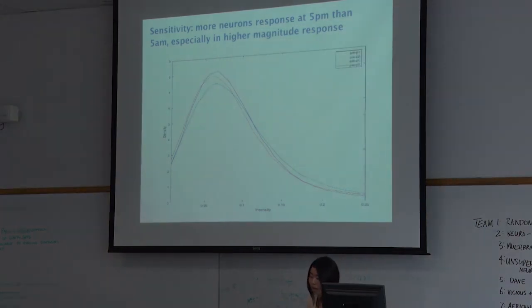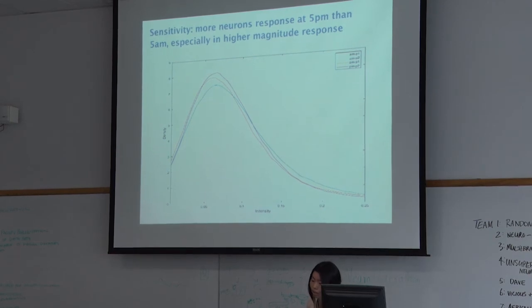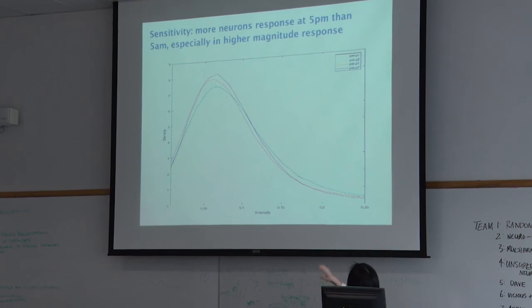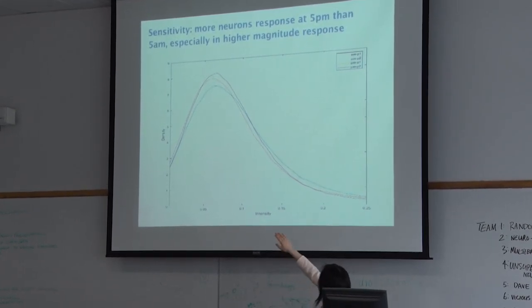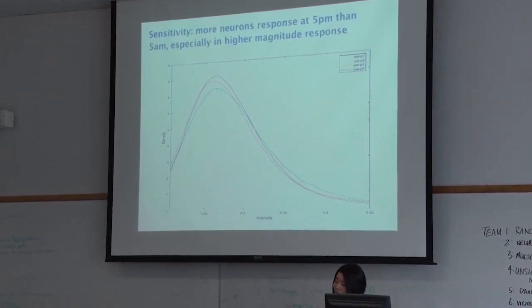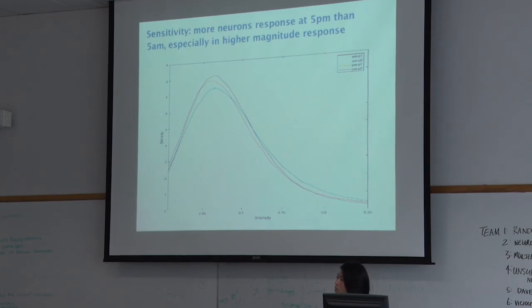For example, plan 1, the blue line shows the response at 5 a.m. for plan 1, and the yellow one shows the response at 5 p.m. for plan 1, and it's obvious that the majority of the responses have a larger number than the blue ones, which shows that there are more neurons responding at 5 p.m. than 5 a.m., and they're also consistent with the individual histograms.